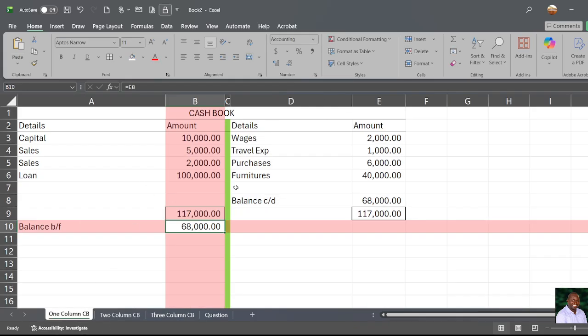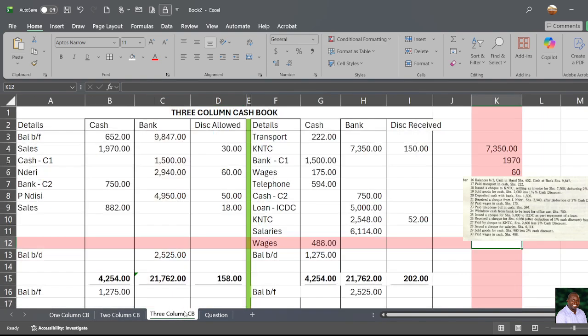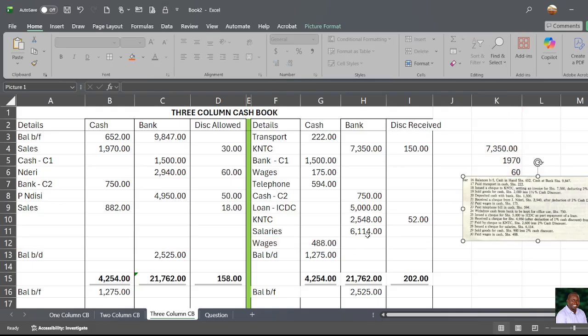So we started with a 1-column cash book, went to a 2-column cash book and solved that particular problem, then went to a 3-column cash book and solved this particular problem. So that is how we solve cash books, from 1 column to 2 columns and 3 columns. Thank you so much. That marks the end of our discussion today on the issue of cash books. Our next discussion will be on bank reconciliation, on how to reconcile. Thank you so much.